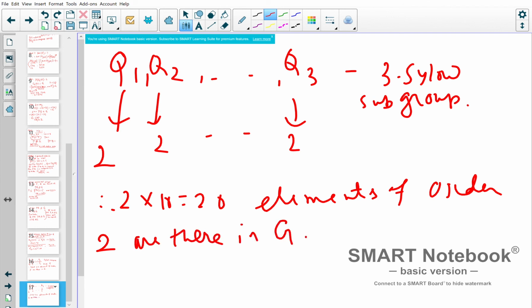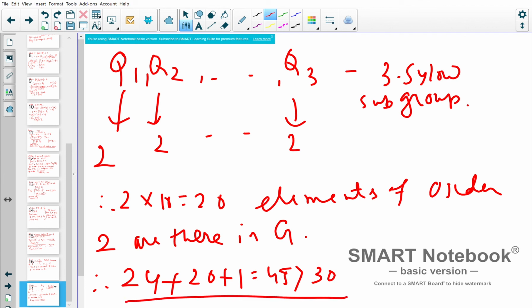Now this is a contradiction. Why? The number of elements of order 5 is 24, plus 20 here, plus at least the identity, so the number of elements of the group will be at least 45. 45 is bigger than 30, but G has only 30 elements, so this cannot be possible. What does that mean? It means that our assumption that both P and Q are not normal is not possible.